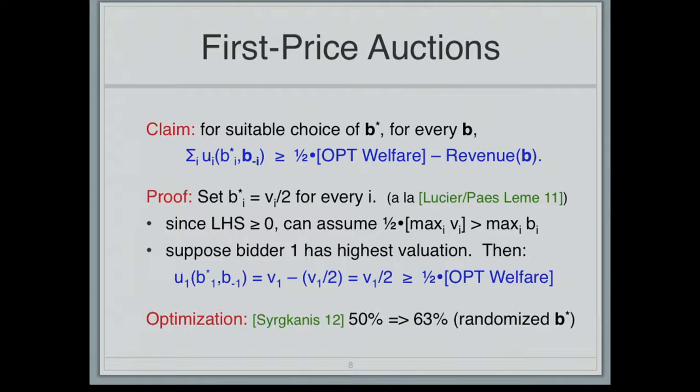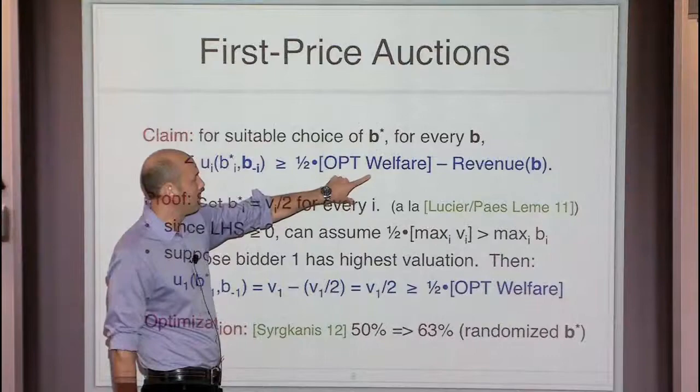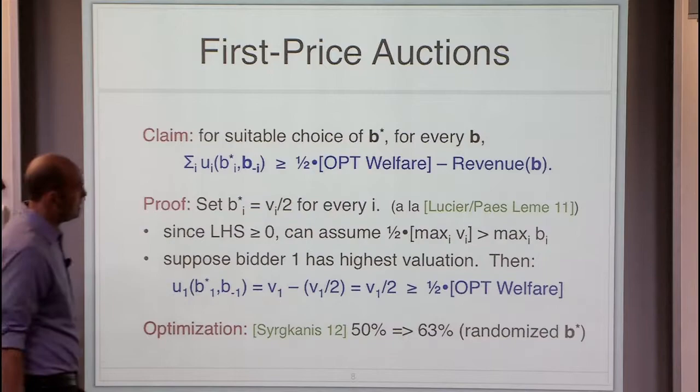You could lose, utility zero. You could win, utility half your value. Right? Because you pay your bid. Only two things could happen. So you never get negative utility. It's either zero or half your value. So the left-hand side is non-negative, and this is trivial unless the right-hand side is positive. Otherwise, there's nothing to prove because the left-hand side is definitely non-negative. So assume that, in fact, half the opt welfare is strictly bigger than the revenue of this arbitrary bid profile B. Okay? So it's a single item auction.